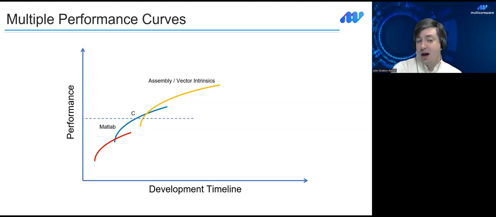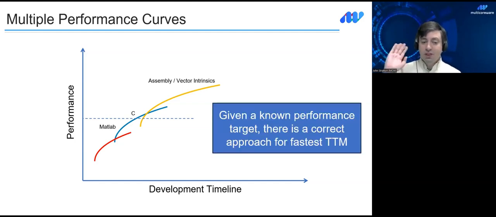If this line shifted up, then that calculus would change. If the performance requirements shifted up, we may decide earlier to go for assembly or vector intrinsics. If the performance curve shifted down, we might say at some point, actually, let's just stick with C or an automatically converted version of the MATLAB code to C, which will be good enough. So we know that these productivity curves are real. And because they are real, for a known performance target, there should be a correct approach for the fastest time to market. The problem is that's not how real projects work.